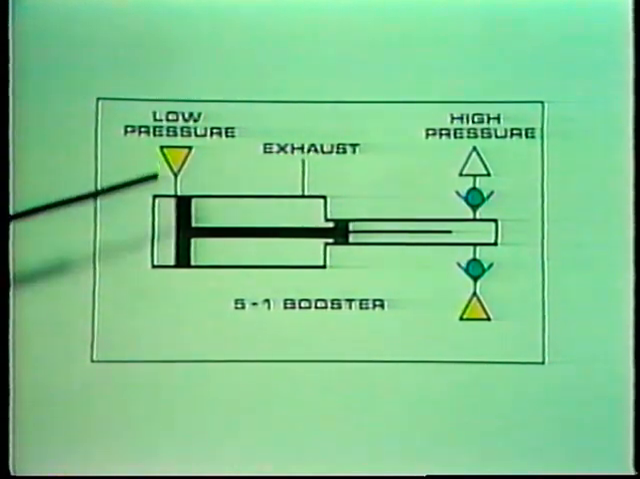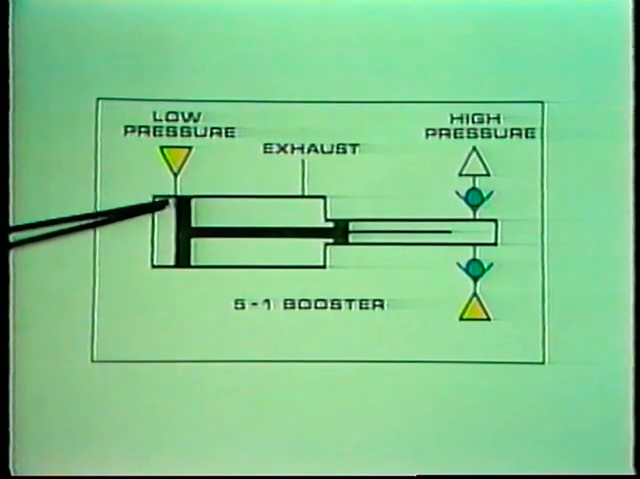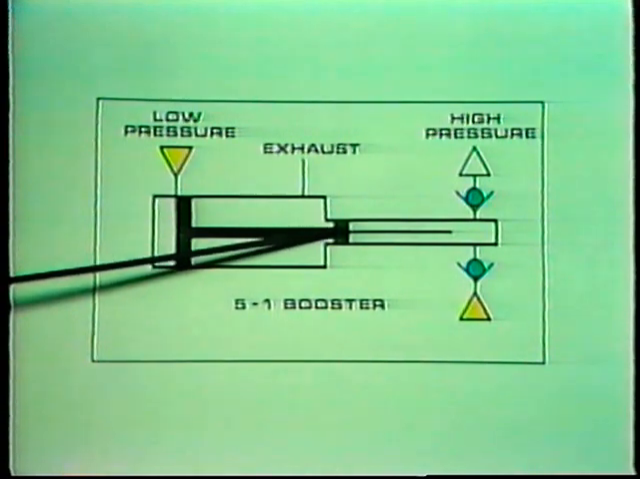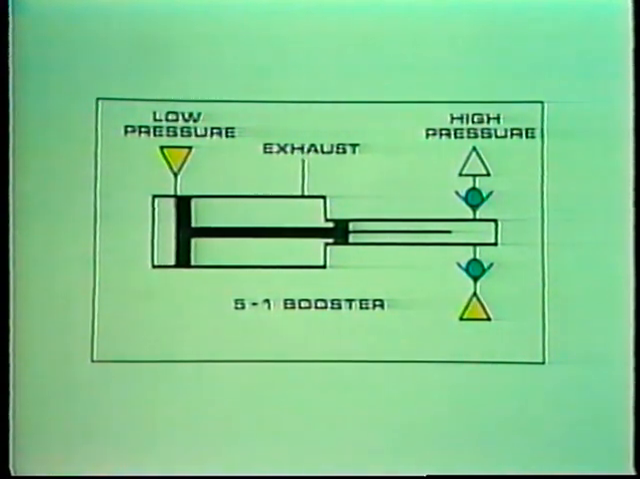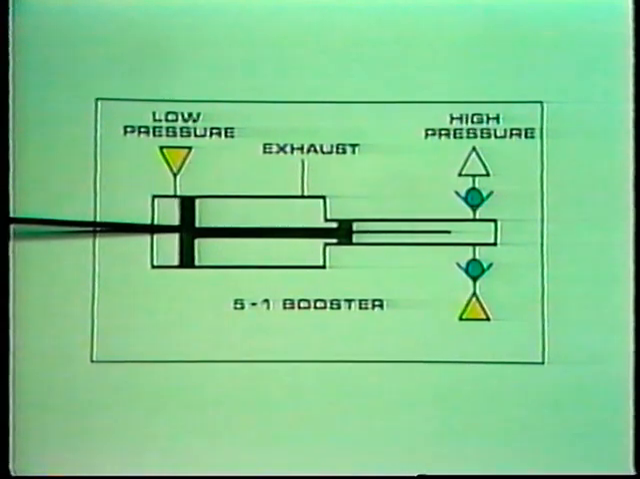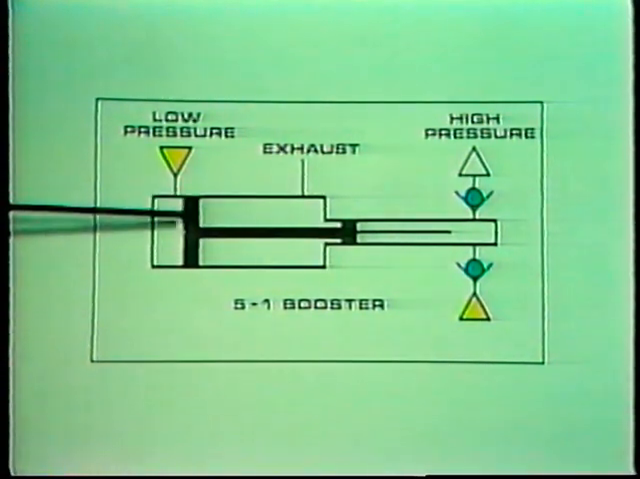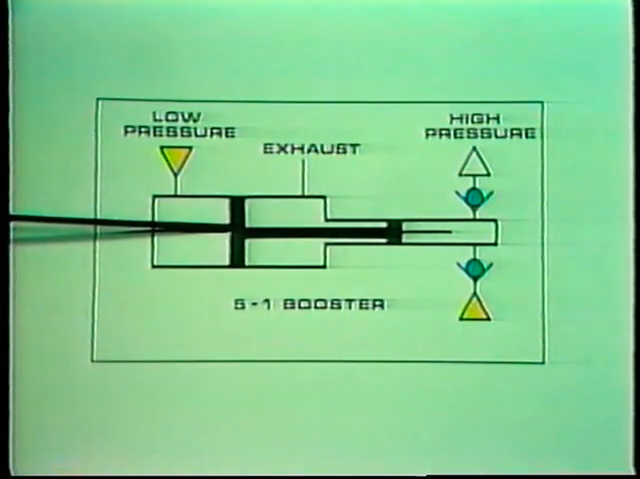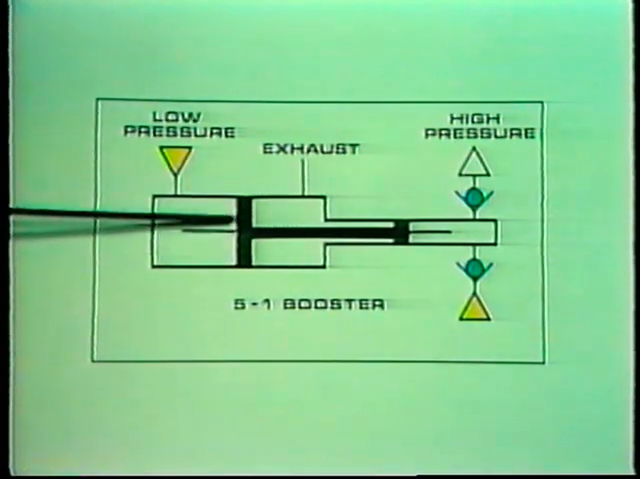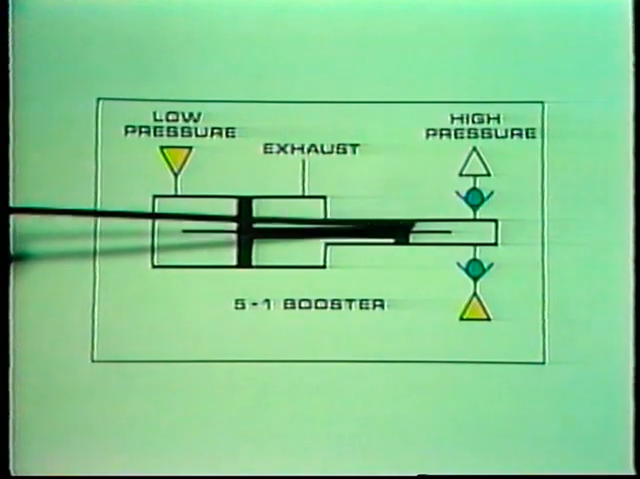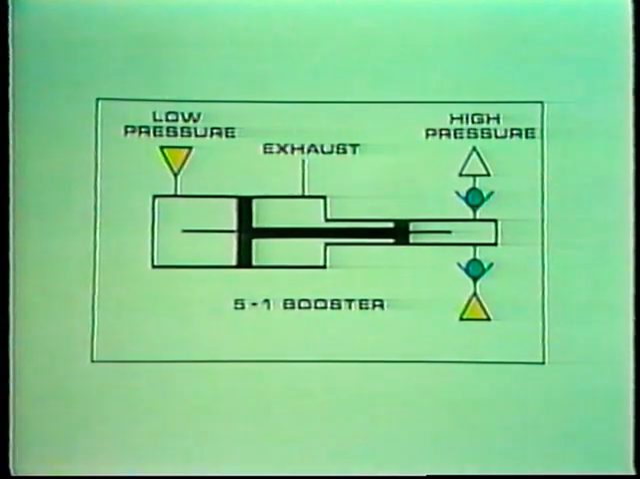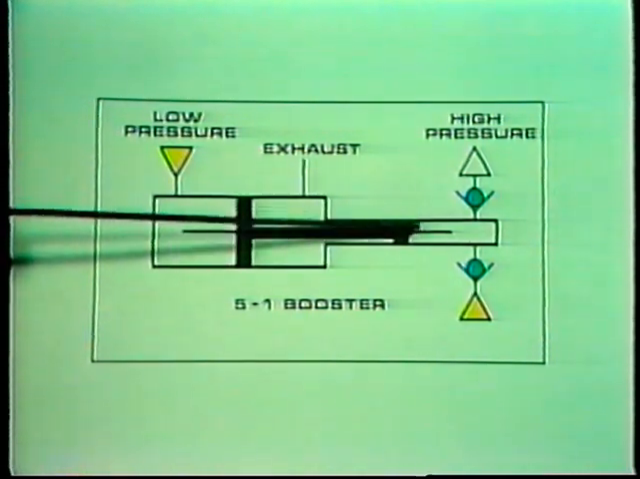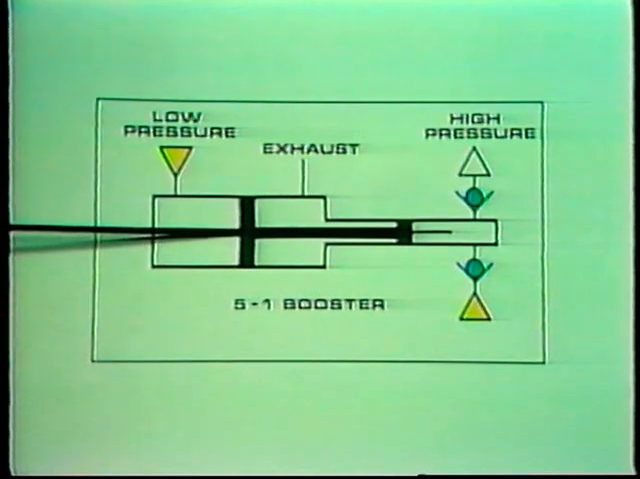Air is supplied at low pressure here to extend this booster piston, which is connected to this smaller piston called the high-pressure ram. As the ram moves, it compresses the air in this part of the intensifier, raising its pressure. How much of an increase in pressure will we get? Well, that depends on the ratio between the areas of the large and small pistons. In a 5-to-1 intensifier, for example, the large piston has 5 times as much area as the ram, and the pressure at the output will be 5 times the pressure at the input.